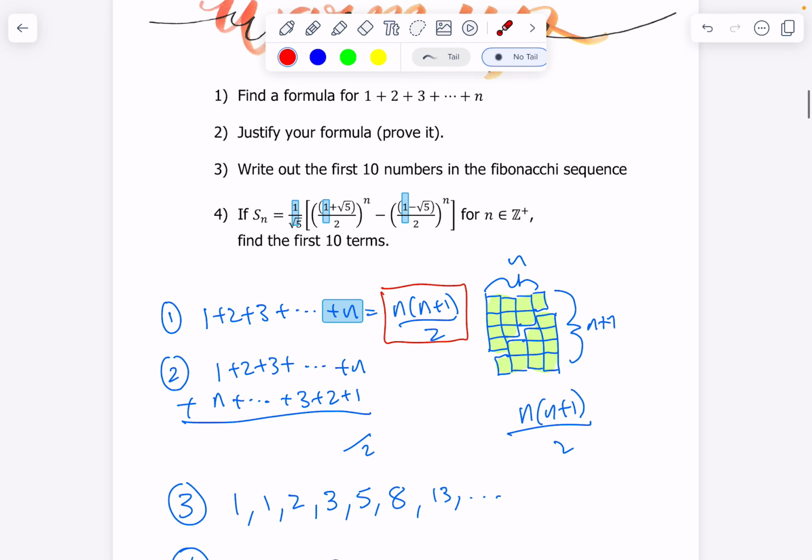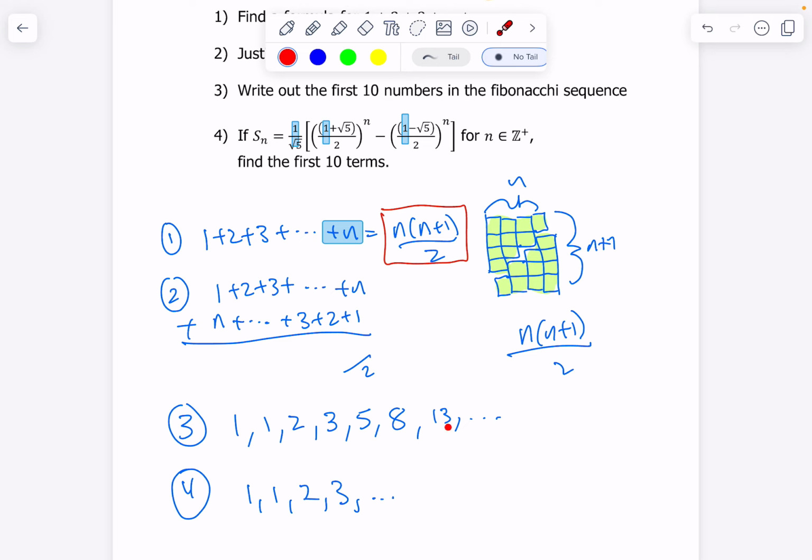Okay, so number 3, you're supposed to write out the first 10 numbers of the Fibonacci sequence. 1, 2, 3, 4, 5, 6. I just wrote out the first 7. Sorry, I stopped at 7. So that's the Fibonacci sequence. If you've never seen the sequence before, you get the next number by adding the previous 2. So 1 plus 1 is 2. 1 plus 2 is 3. 2 plus 3 is 5. 3 plus 5 is 8, etc.